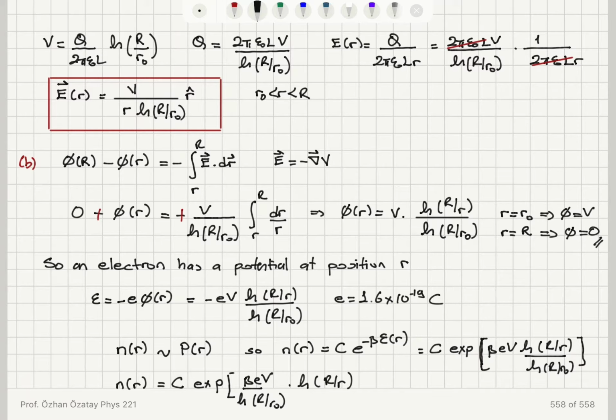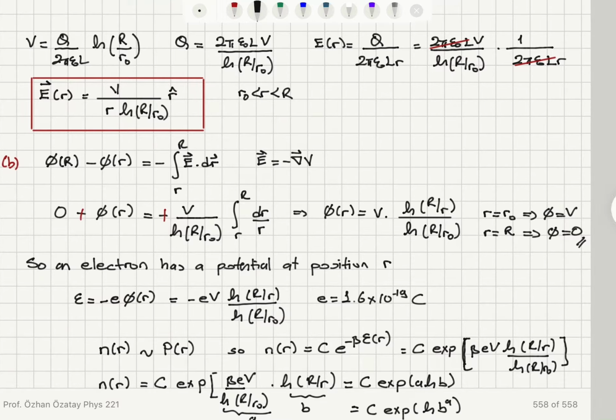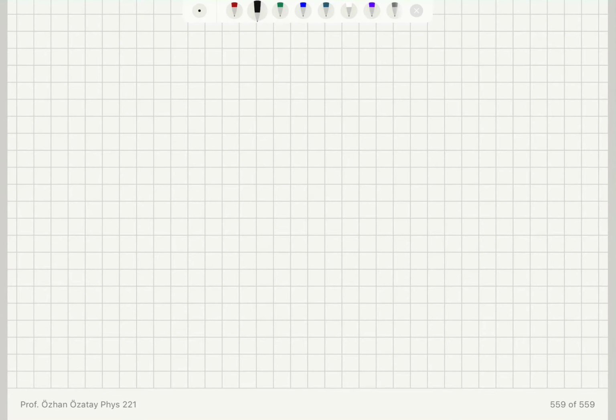So I'm going to call this part, the first part A, the second part B. So I realize that this is C times exponential A natural logarithm B. Mathematically this is equal to C times exponential natural logarithm B to the power A. So if I continue here, I can see that n of r can be written as exponential natural logarithm b to the power a, which is just b to the power a. So it is c times b to the power a.